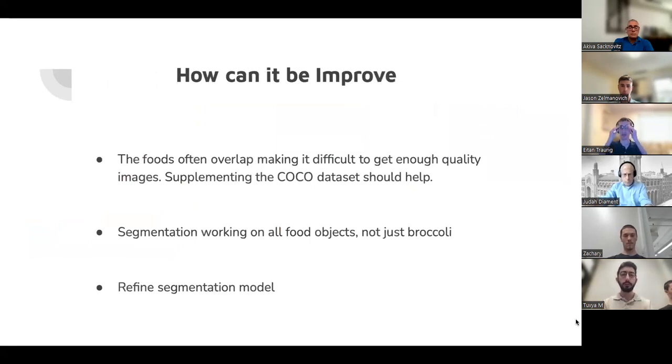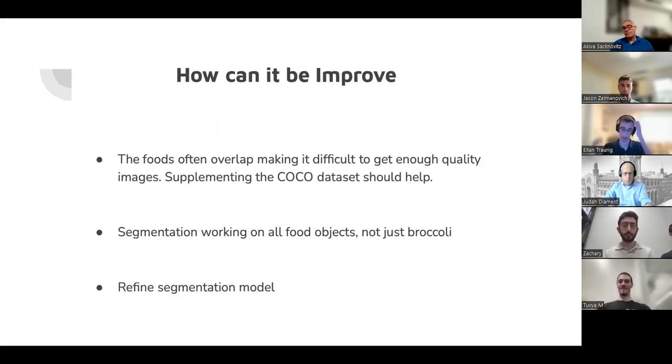So how can we improve? Because the food data set has a lot of overlapping objects, we end up with very few apple images. So we need to supplement the COCO data set with something else. We should also try to get the segmentation to work on all 10 of our classes. And the segmentation model also has issues: it will sometimes segment more than just the broccoli. So that can also be improved.